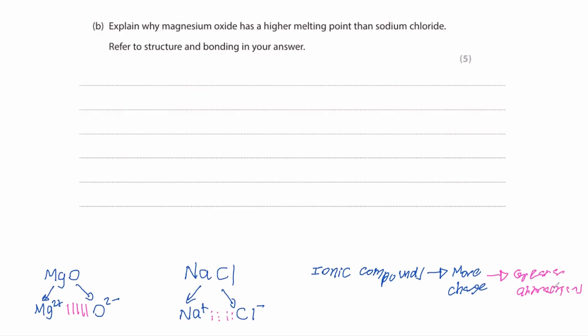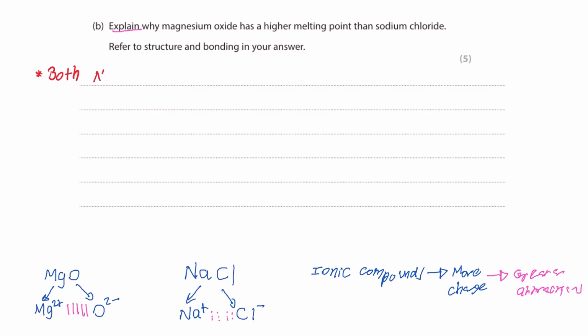So we have to write 5 points, right? This is how we write the 5 points. So first, when they say explain, we can write similarities as well as differences. Okay, first point I'm going to write: both are ionic compounds.